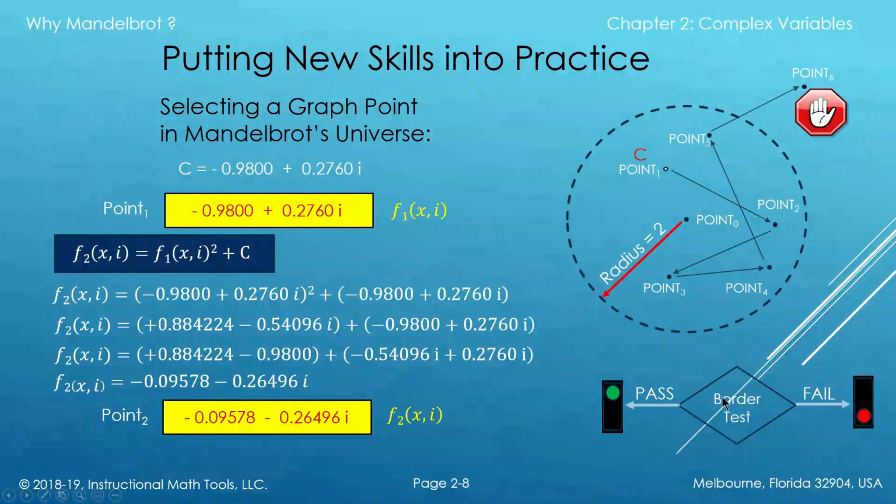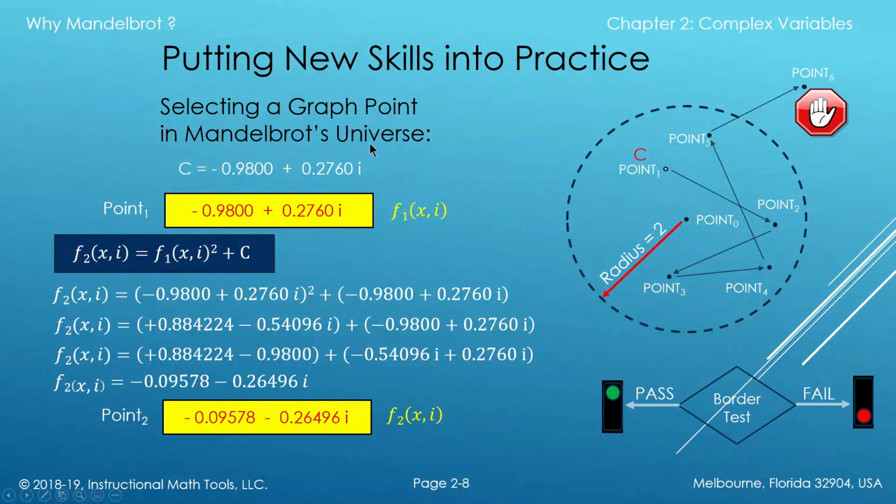I'll call that a border test. So the minute it crosses the border, everything halts. So if it passes, it stays in the circle, and it'll go on forever. If it fails the border test and the program has detected the fact that it's gone outside the circle of radius 2, it stops, everything's halted.